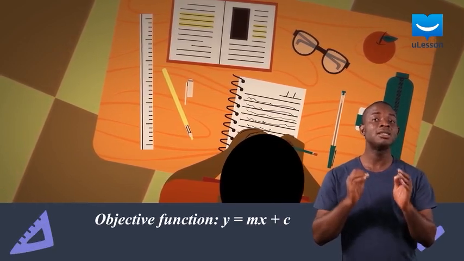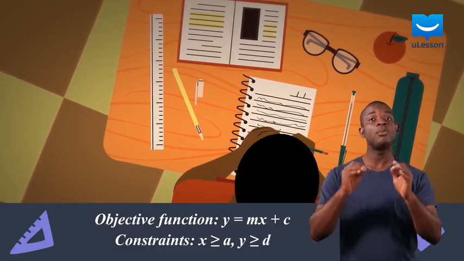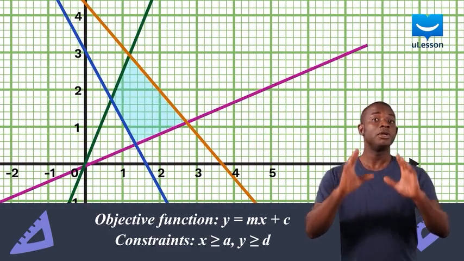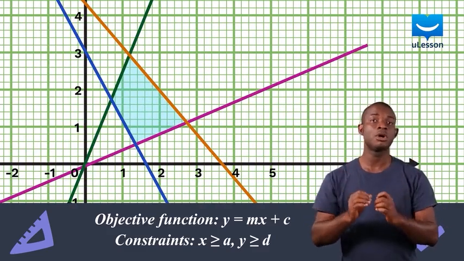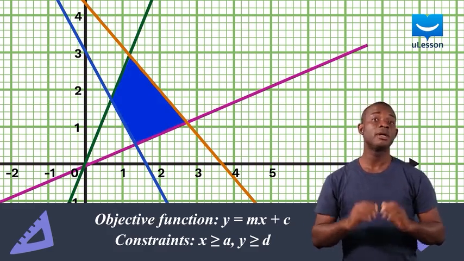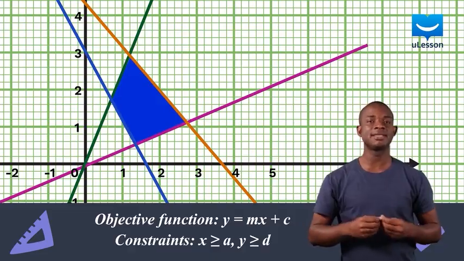Next, we write the constraints as linear inequalities. Then, we plot the constraints on the Cartesian plane. Now, the region bounded by the constraints is the region of solution, otherwise known as the region of feasibility. This region is where the objective function can be optimized.